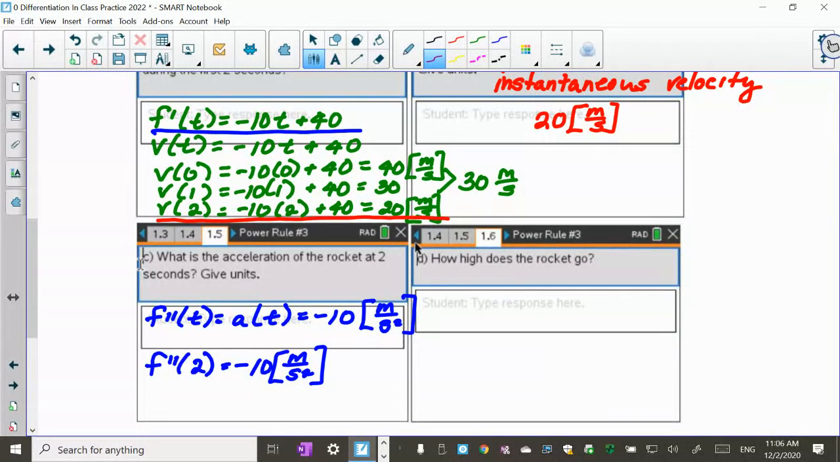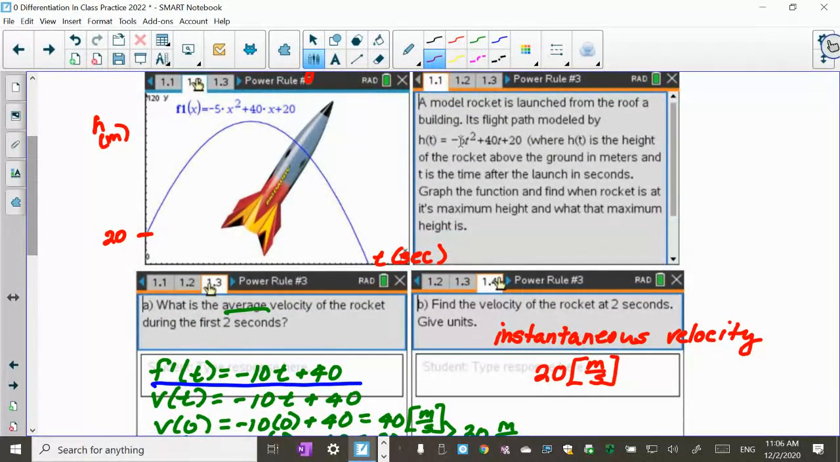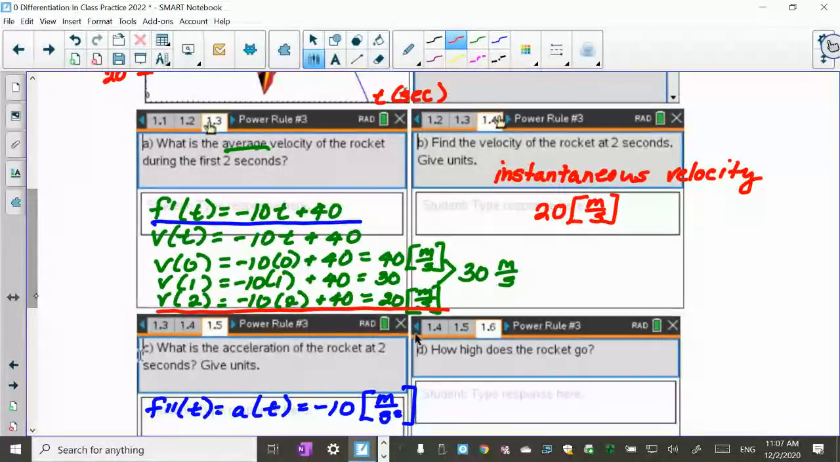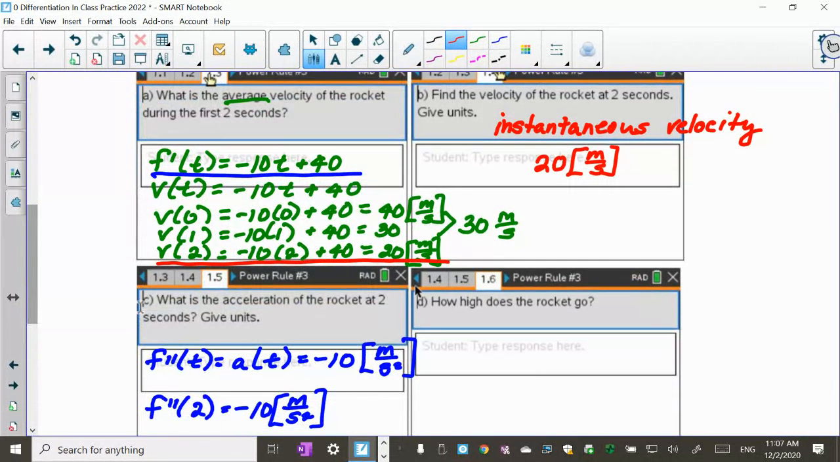But now that we're in calculus, I know when I look at this launching of the rocket that it's going to come up here, and right at the very top, my slope is 0. My rate of change is 0. My velocity is 0. So I'm going to use my velocity equation, f prime of t is negative 10t plus 40, and put that equal to 0 to find out when the velocity is 0.